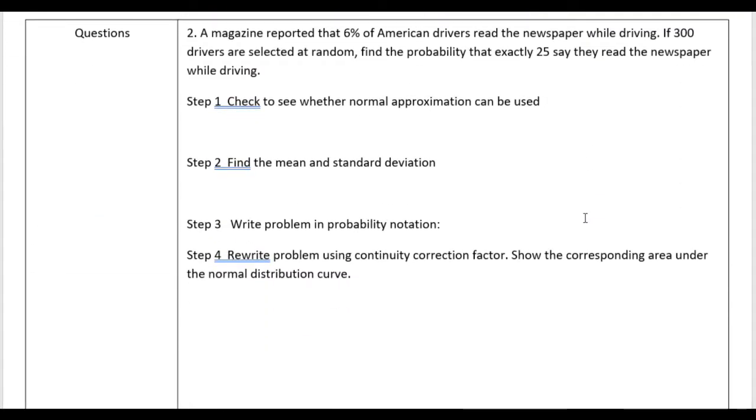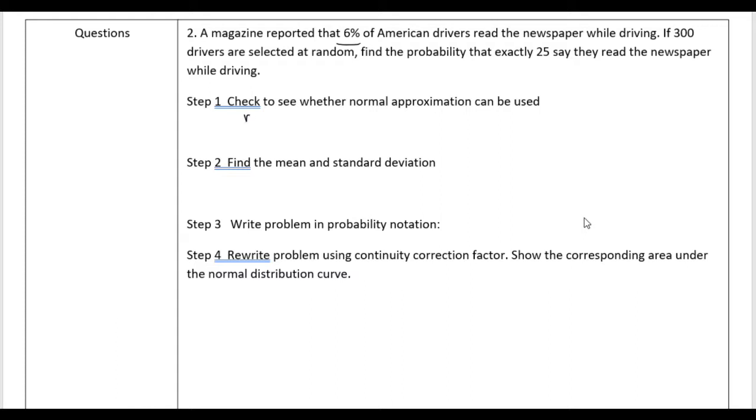So number 2, a magazine reported that 6% of American drivers read the newspaper while driving. So not a very safe thing to do, but thankfully it's only 6% of people that do that. So if 300 drivers are selected at random, find the probability that exactly 25 say they read the newspaper while driving.